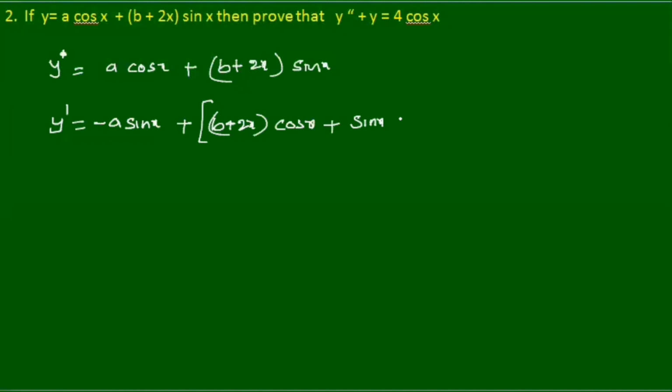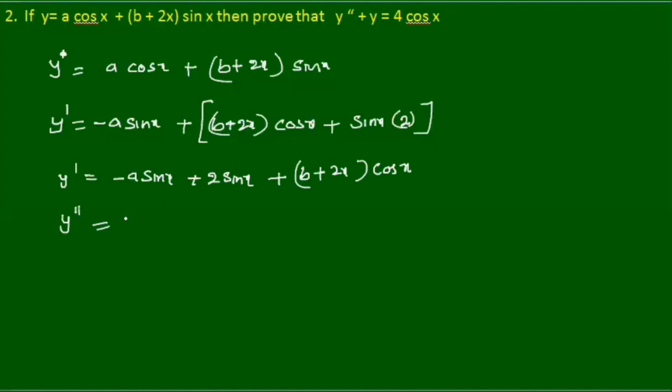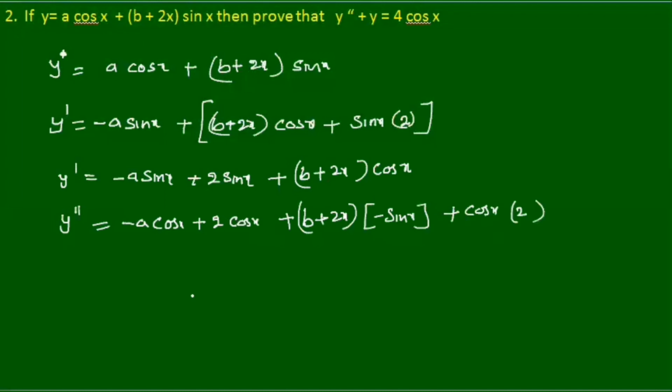This is the value. So I can write in order: minus a sin x, and the last term is plus 2 sin x, and then the remaining term is (b plus 2x) into cos x, right? So I'll go for the second order derivative. Minus a into sin x derivative is cos x, 2 into sin x derivative is cos x, and then for the last term uv, b plus 2x as it is, cos derivative is minus sin x, and then cos x as it is, b plus 2x derivative is 2.